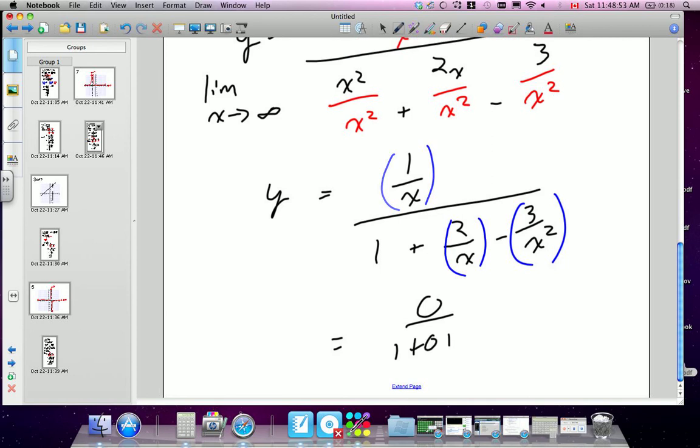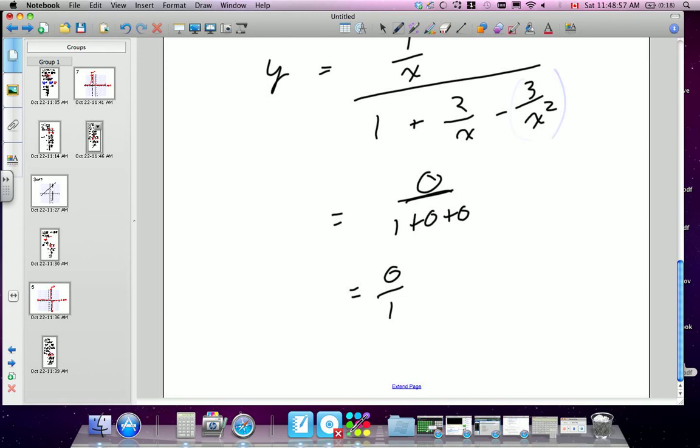So we can quickly, I don't need to write the infinities in again, do I? So we know what this number is going to become? 0. Yep, and this one? 0. And this one? 0. So we're going to get 0 over 1 plus 0 plus 0. What do we get? 0.